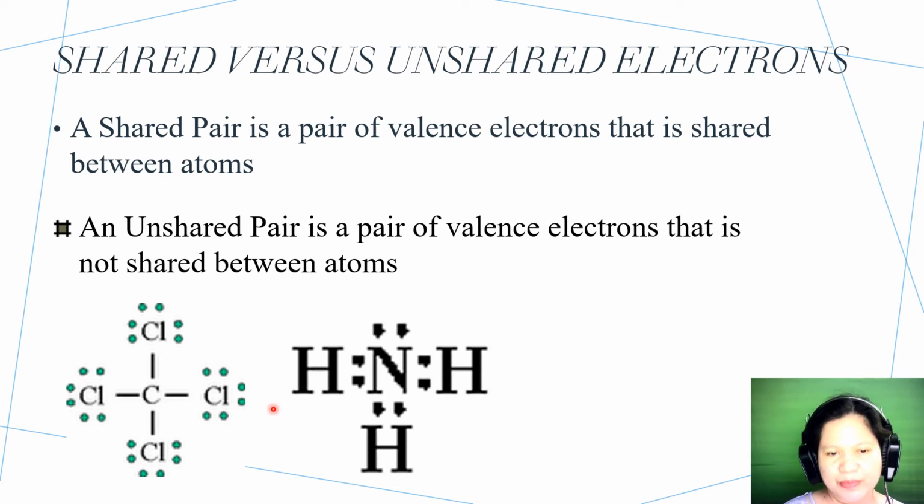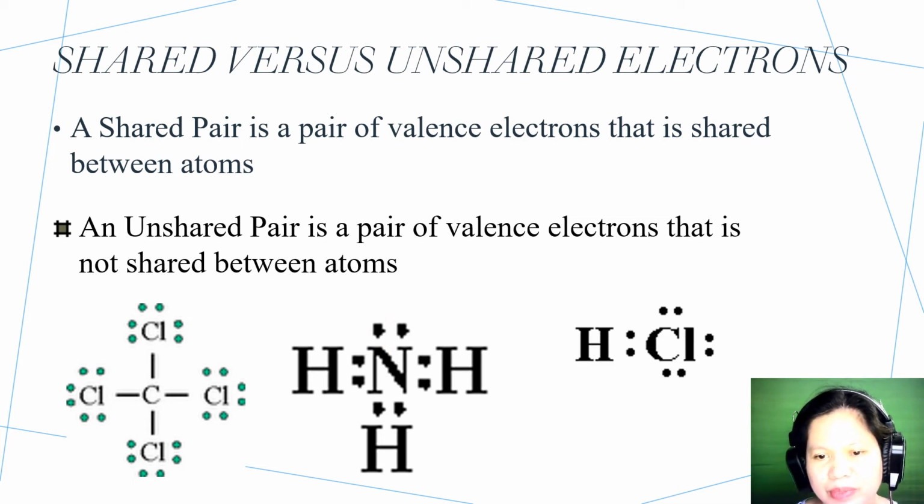Next example, NH3. Do we have unshared electrons? Yes, there is. The electrons located on the upper part of nitrogen, which has 2 electrons. And then the last example, hydrochloric acid. How many shared electrons? So, meron lang tayong 1 shared electron. So, 1 from chlorine and 1 from hydrogen. Are there unshared electrons? Yes, there is. There are 6 electrons that are located in chlorine. Those are unshared.